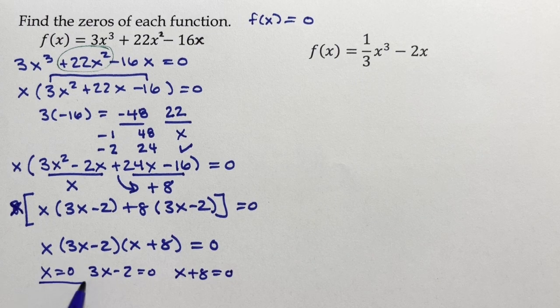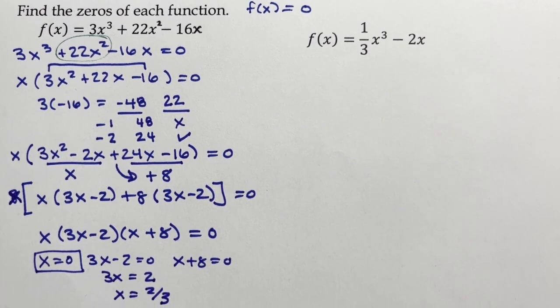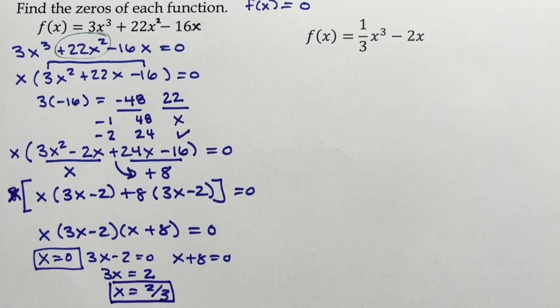In this case, it's solved. In this case, 3x would be 2, which happens when x is 2/3. And in this case, x is negative 8. And those are our 3 solutions.